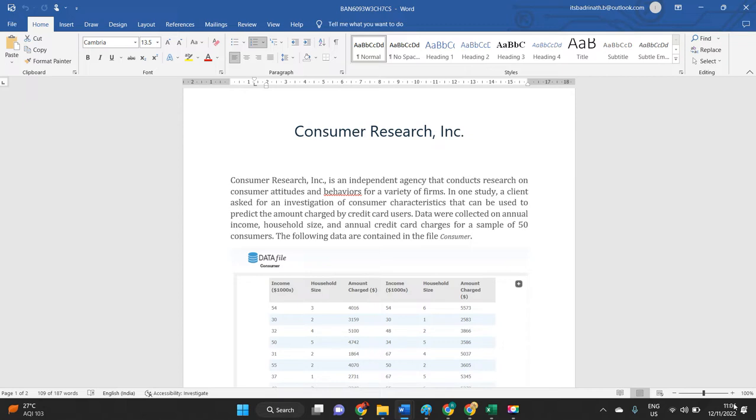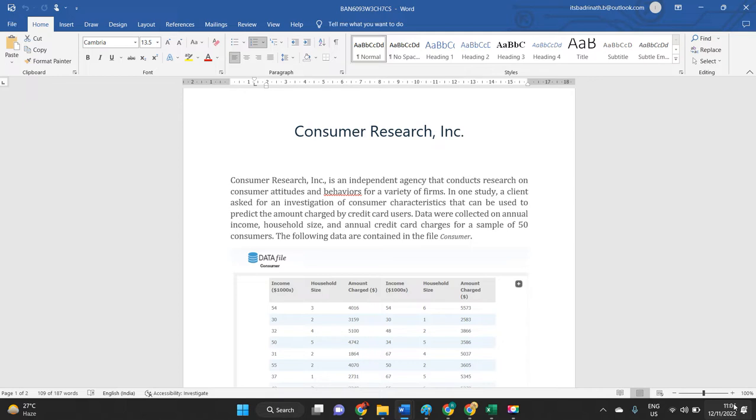The case problem is related to the amount charged. Usually, when we are using a credit card, the amount that will be charged for the individual will depend on different factors. In this case study, we are trying to establish the relationship between income and amount charged, and between household size, meaning the number of people living in the house, and amount charged. These two will be first evaluated individually.